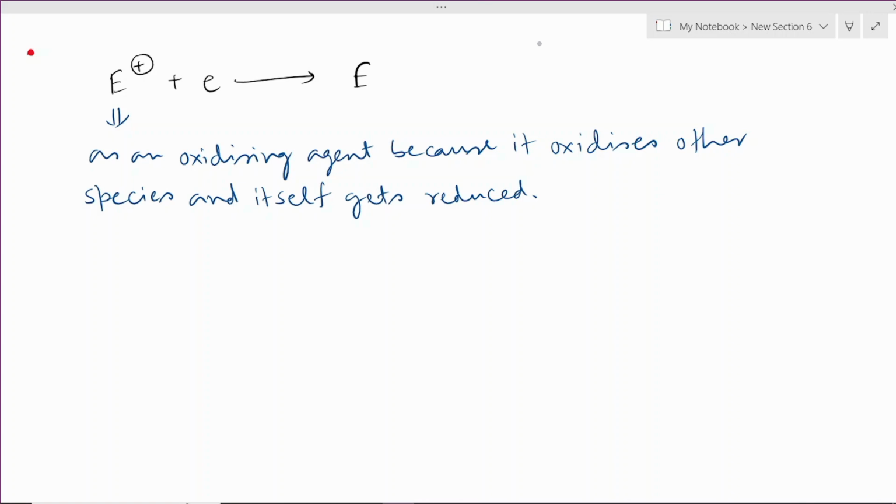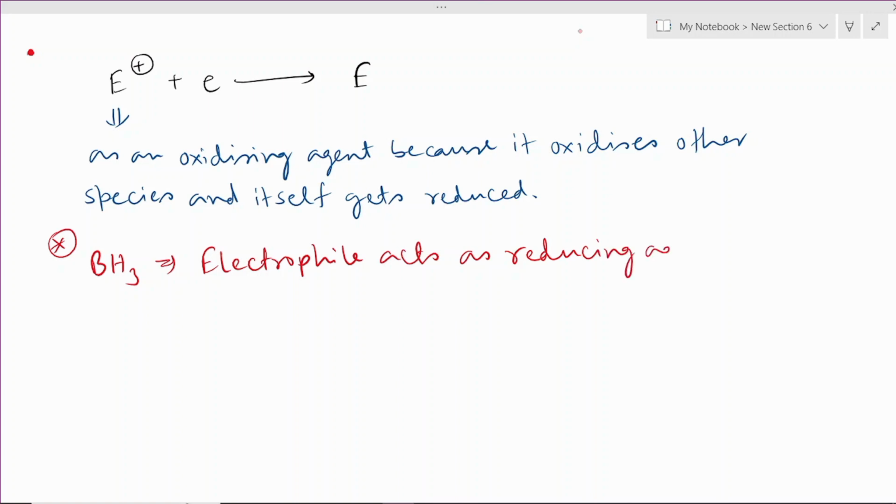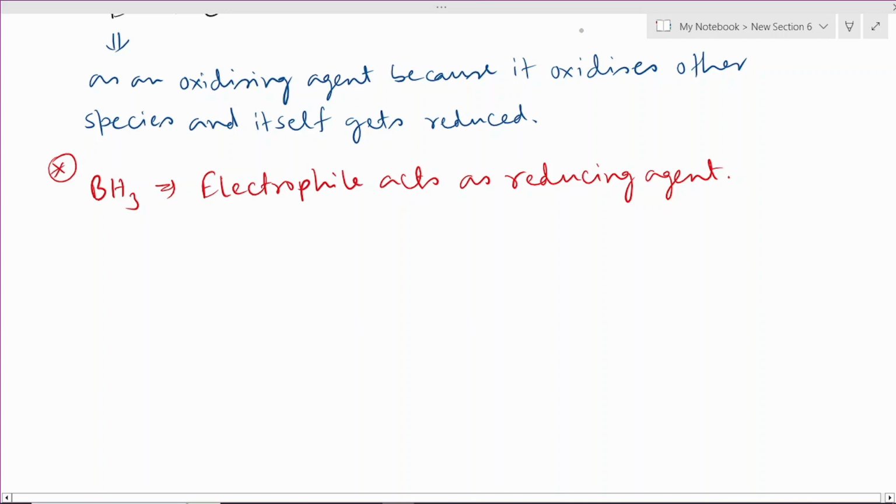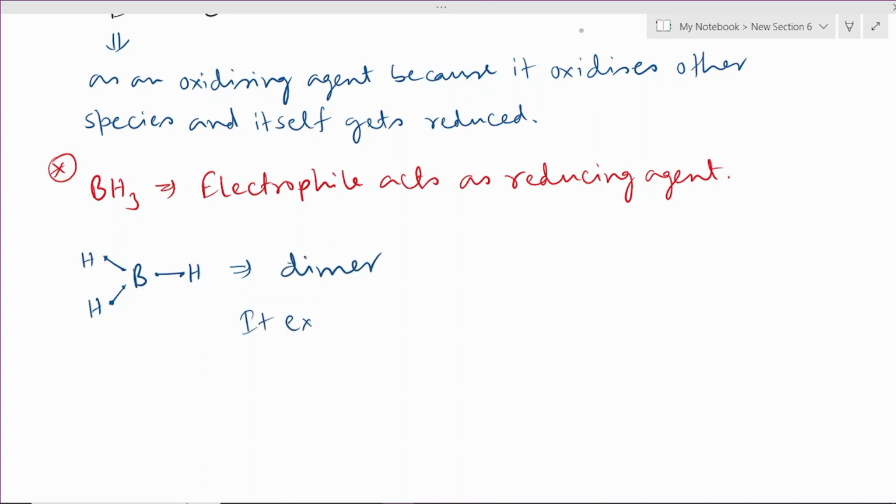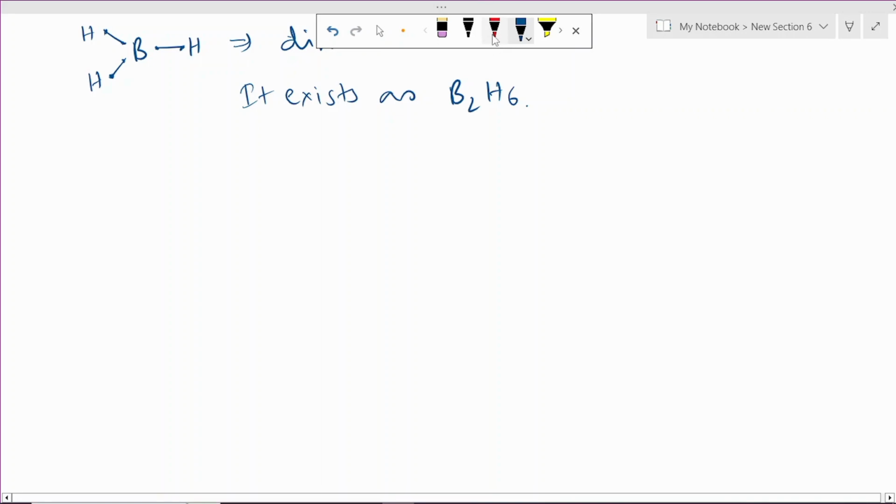But then there comes an interesting electrophile, which is a reducing agent, and that electrophile is nothing but BH3. This is very important, and this electrophile acts as a reducing agent. Why does BH3 act as a reducing agent? BH3 has trigonal planar geometry and contains 6 valence electrons of boron. So it is 2 electrons short of octet. That's why it exists as a dimer, as B2H6.